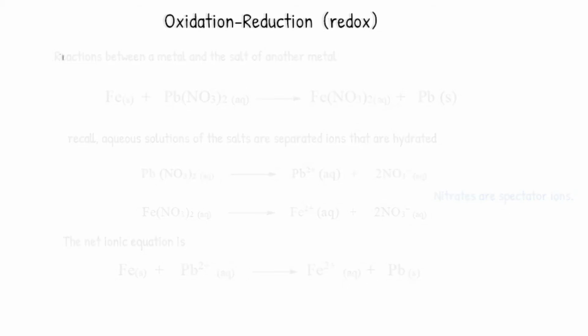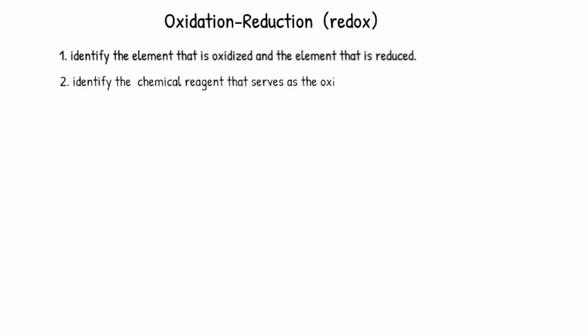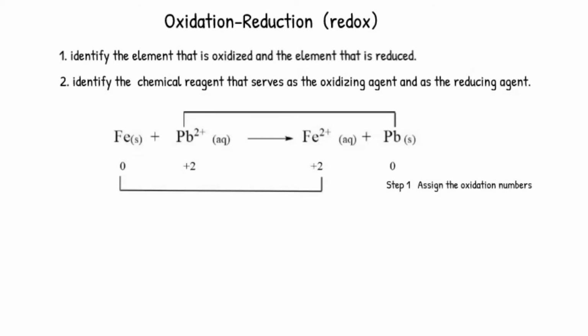Identify the element that is oxidized and the element that is reduced. Then identify the chemical reagent that serves as the oxidizing agent and as the reducing agent. Step 1: assign the oxidation numbers. So iron as a reactant is a metal. It is elemental, 0. Lead has a monoatomic charge of +2. Iron is +2 as a product, and lead is elemental, 0.